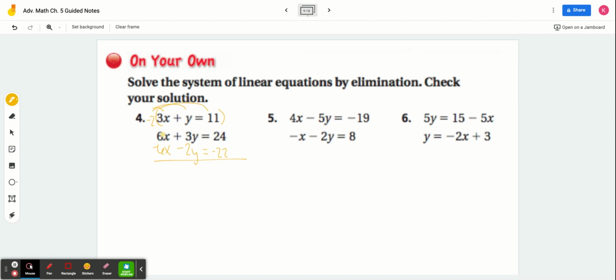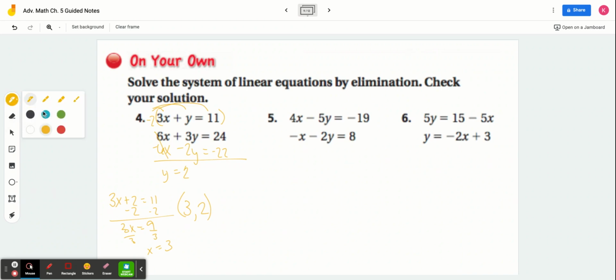We can now use our second equation and our new first equation to simplify and solve for the variable. So 6x minus 6x eliminates. 3y minus 2y is y, or 1y. 24 take away 22 is 2. Again, we can take this back to the first equation. So 3x plus 2 equals 11, to find that 3x is 9, which makes x 3. So our ordered pair would be 3, 2. Again, if we graphed these two equations, this is the point where those two lines would meet or cross.